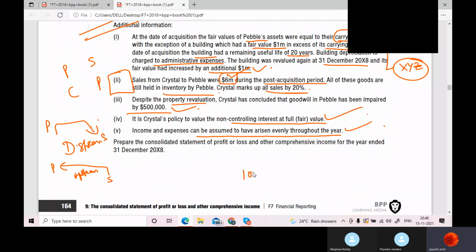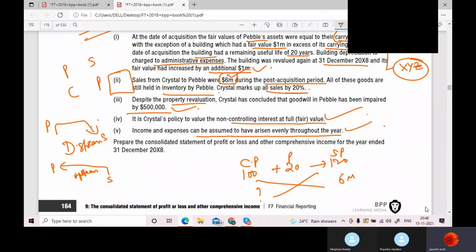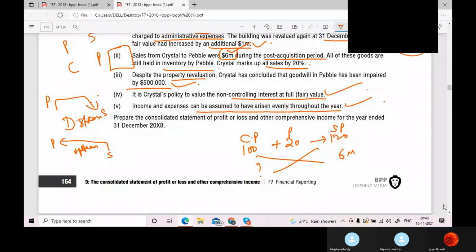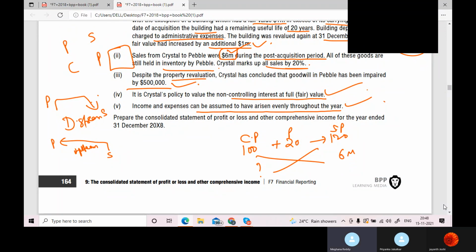So if I take 100 as my cost price, 20 as my profit margin, 120 as my selling price, what do you think? 6 million sales. What is the cost price? Please calculate. Be active. Come on. 5 million? 5 million. So what is the difference now?